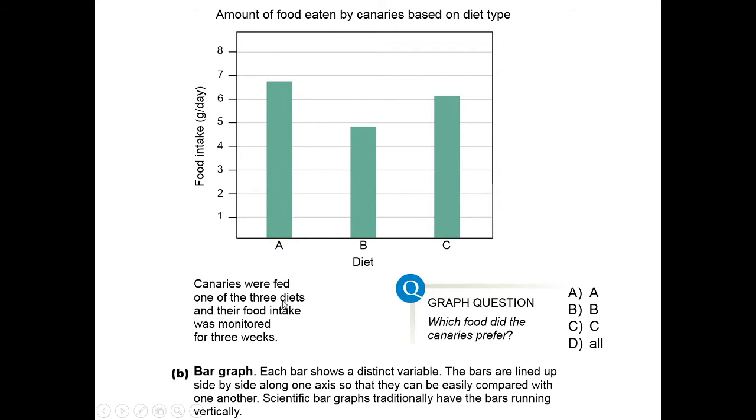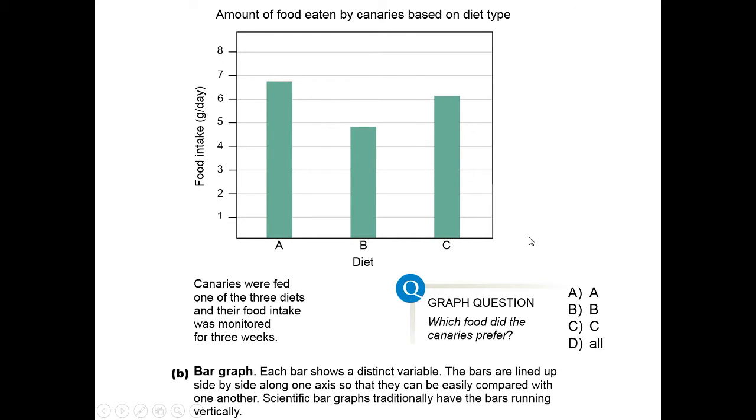Canaries were fed one of 3 diets, and their food intake was monitored for 3 weeks. So after 3 weeks, we looked at how much food they ate per day. Canaries in Diet A ate this much per day, grams per day. Canaries in Diet B ate this many grams per day. Canaries in Diet C ate this many grams per day.